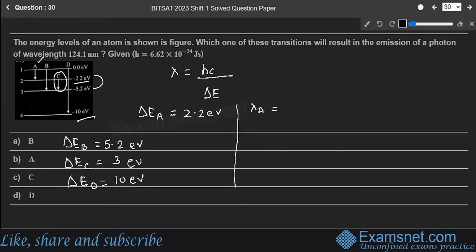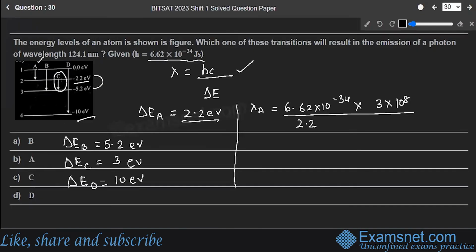Lambda A. Over here, this will be given by, I'm filling in the values from here. H is taken as this, 6.62 into 10 power minus 34. C is the speed of light, so 3 into 10 raised to power 8. And change in energy is 2.2, and this will be multiplied by the charge on an electron, because this is in EV, so charge on an electron is 1.6 into 10 raised to power minus 19. All right. This is the speed of light, not speed of sound. So this on solving will give you approximately 564 nanometers.